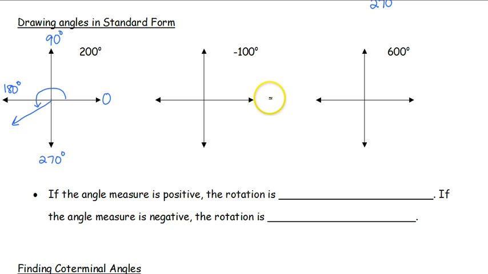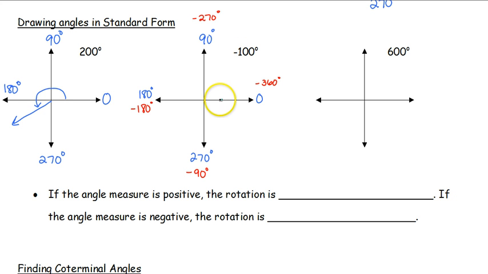Negative 100. So we know that we have 0, 90, 180, 270. But if I'm going a negative 100 degrees, then I have to go the opposite direction. So instead of going around our circle this way, we have to go the other way. So if I look at this, this means that this is really a negative 90 degrees. This would be a negative 180 degrees, and this would be negative 270. This would be a negative 360 degrees.